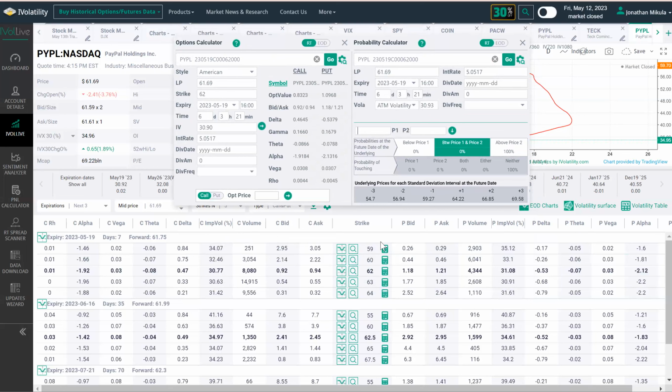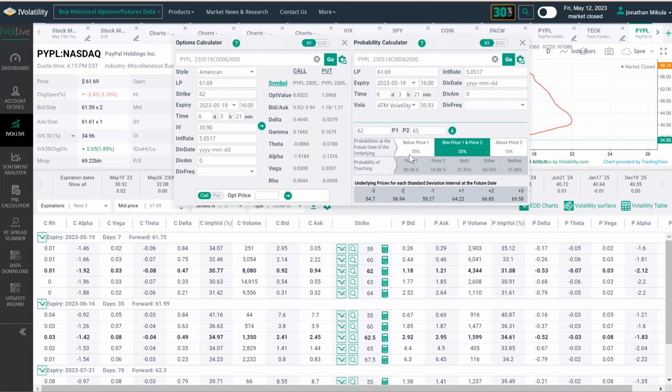So for an example, I pull up this calculator for the 62. This is really the at the money strike. And I could say, okay, what are the odds that PayPal is going to be trading below price one, so below the strike price 62 by expiration, which is May 19th? Also, since I am neutral to mildly bullish, I like to put a higher number in price two to see what are the odds that PayPal will be above that price.